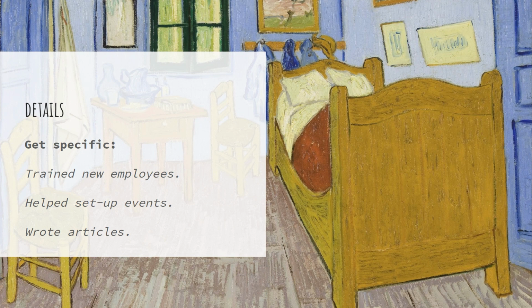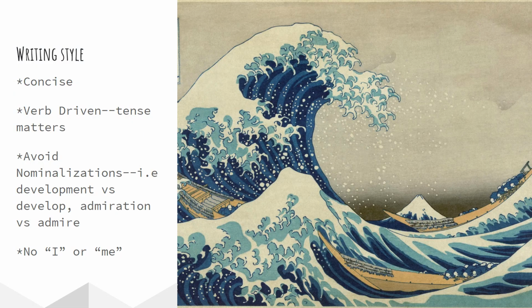So you can see here that we're starting with verbs, and we're starting with verbs that are happening in the past tense. If it's a job that you had in the past, keep it there. But you want to start with verbs. So your writing style should be concise. We're trying to keep these quick, easy to scan, easy to read. Like I said, verb driven. Make sure you're paying attention to the tense. Avoid nominalizations, which essentially means that you're turning verbs into nouns, right? So these are my examples: development versus develop, admiration versus admire. You shouldn't say I or me, refer to self in this. You want to keep the subject out of it.